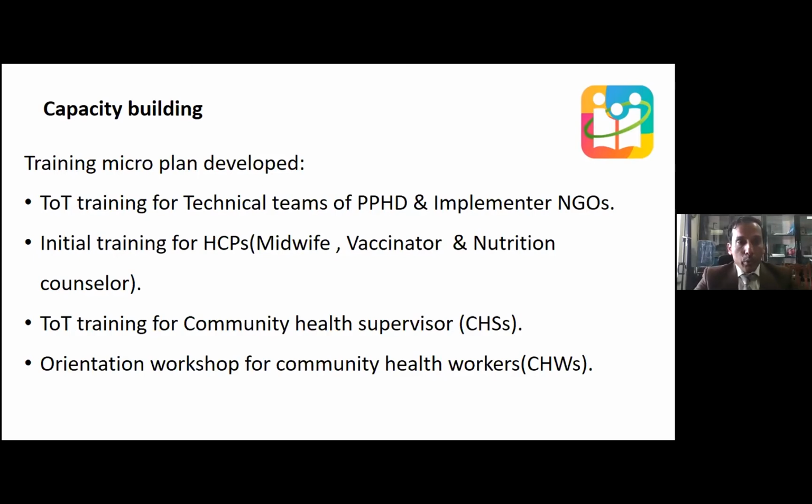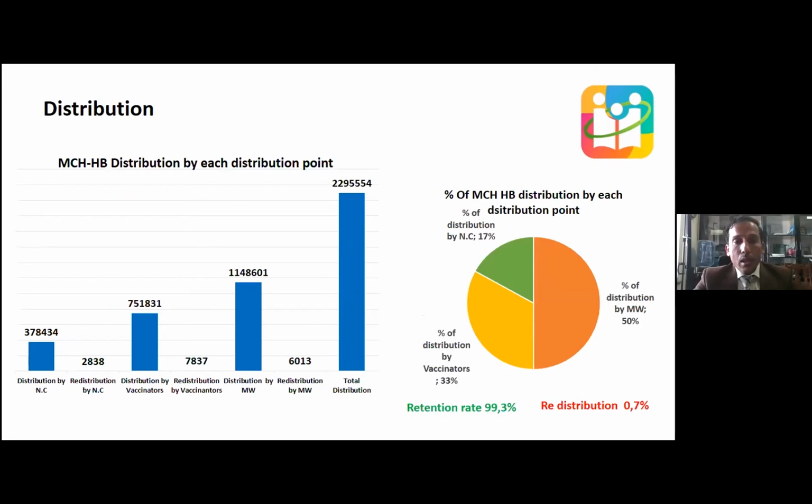Distribution through distribution points for pregnant women and children under 2 is shown in the schema. The percentage of MCH Handbook distribution through distribution points is 50% by midwives, 17% by nutrition counselors, and 33% by vaccination. The main remarkable issue is that the retention rate is 99.3% and redistribution is 0.7%.